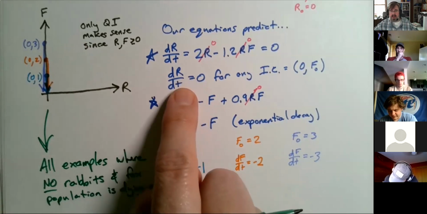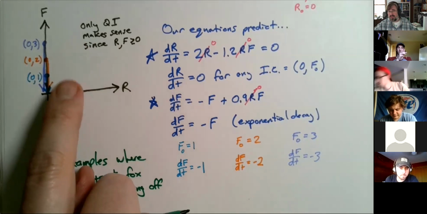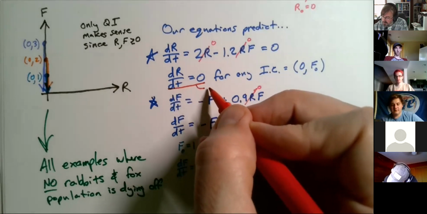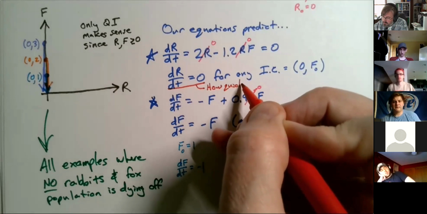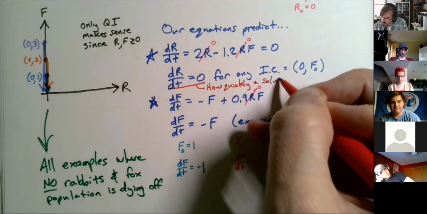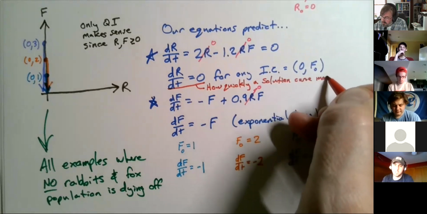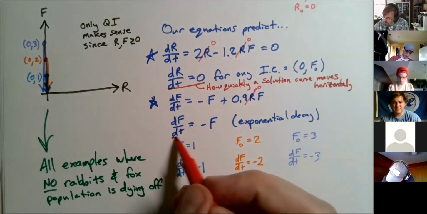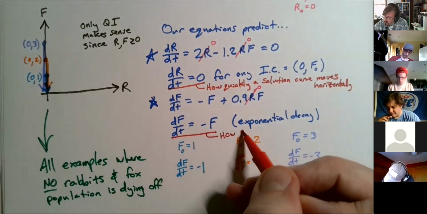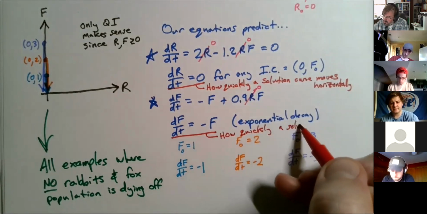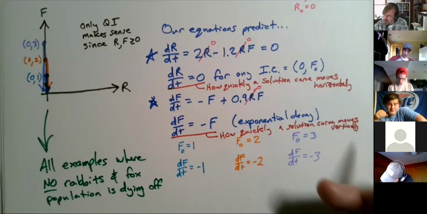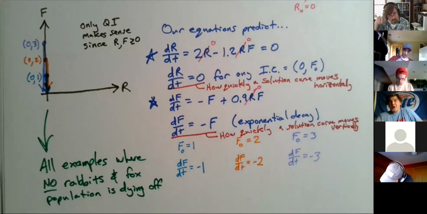So this is telling me not just the rate of change of the rabbit population, but on the phase plane, it's telling me how quickly my solution curve moves in the horizontal direction. So this piece of information is how quickly a solution curve moves horizontally. And this one right here, that's telling me how quickly a solution curve moves vertically. Because, of course, the fox population is in the vertical direction on our phase plane.